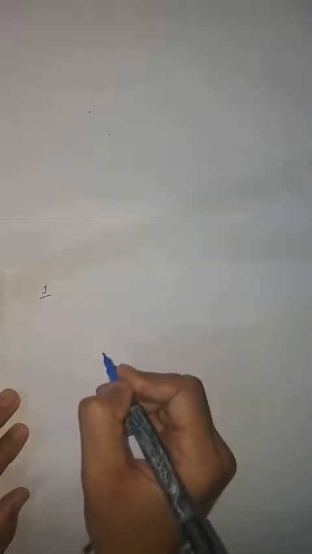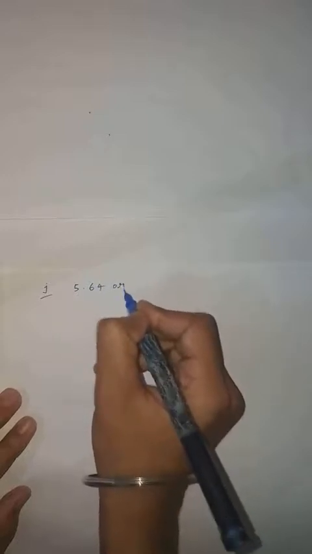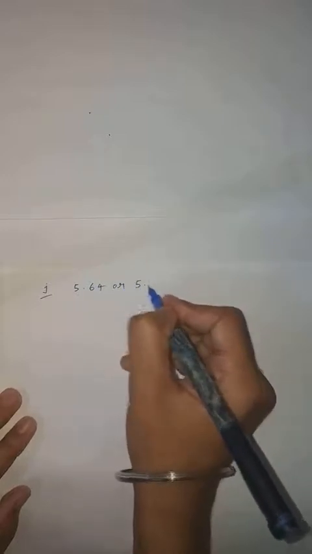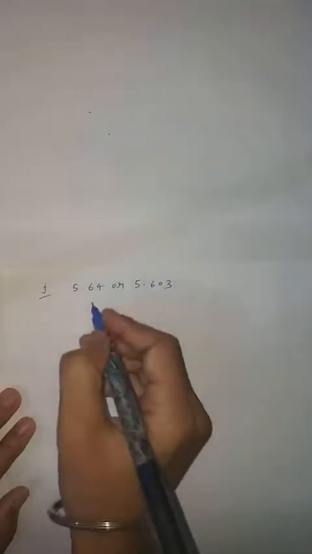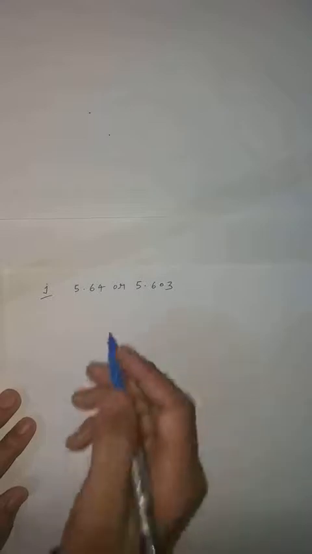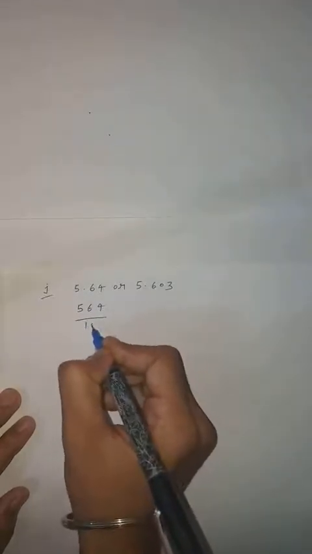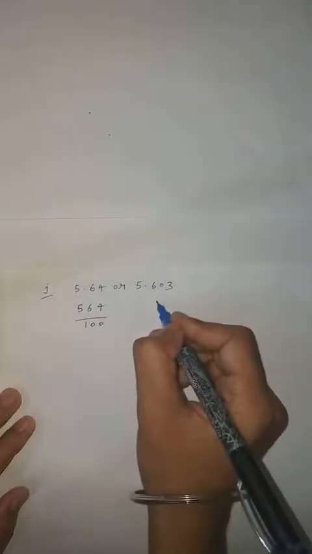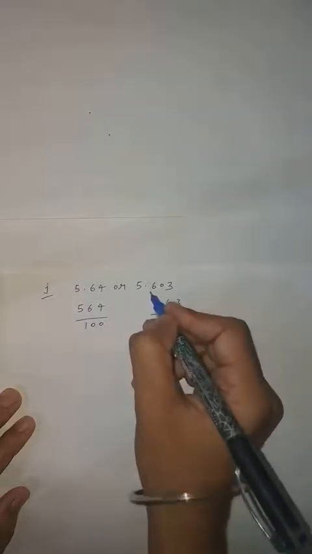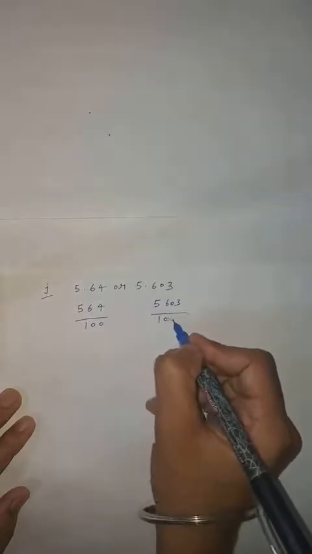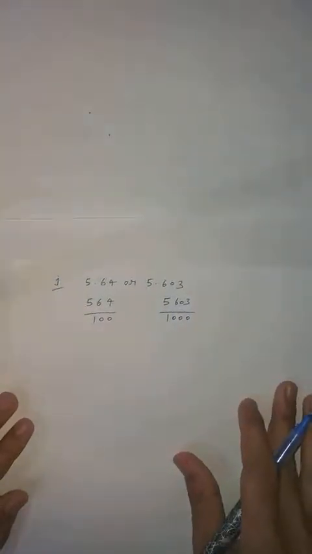Question number J. 5.64 or 5.603. Again you will apply the same method student. After decimal, how many digits are given? After decimal only 2 digits are given. So you will write 564 upon 100. And here after decimal how many digits are given student? 3 digits. So you will write 1000. Clear? Only you have to see the number after decimal very carefully.